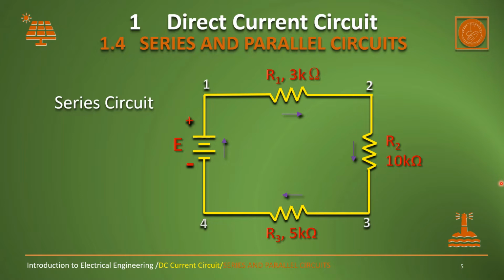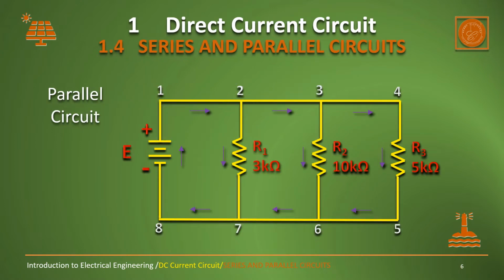Here we have three resistors labeled R1, R2, and R3, connected in a long chain from one terminal of the battery to the other. The defining characteristic of a series circuit is that there is only one path for current to flow. In this circuit, the current flows in a clockwise direction, from point 1 to point 2, to point 3, to point 4, and back to point 1.